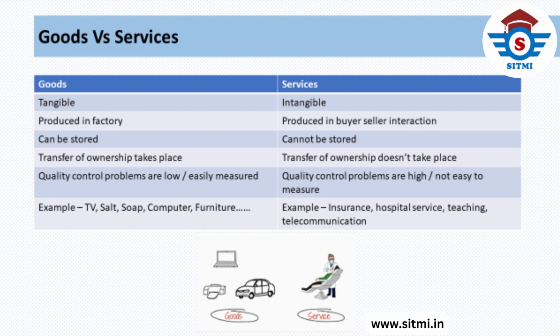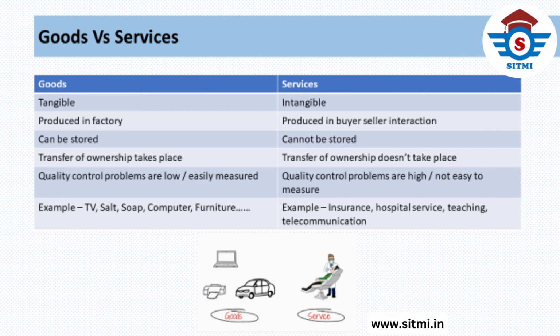We all know that in a nutshell, goods are tangible, where we can touch them and easily feel them after we touch. Services are intangible in nature. We cannot touch the services, but we can feel the services. Then goods are produced in a factory or manufacturing setup or assembly line. However, services are produced in the interaction between buyers and sellers, because every interaction may vary. Goods can be stored, but services cannot be stored.